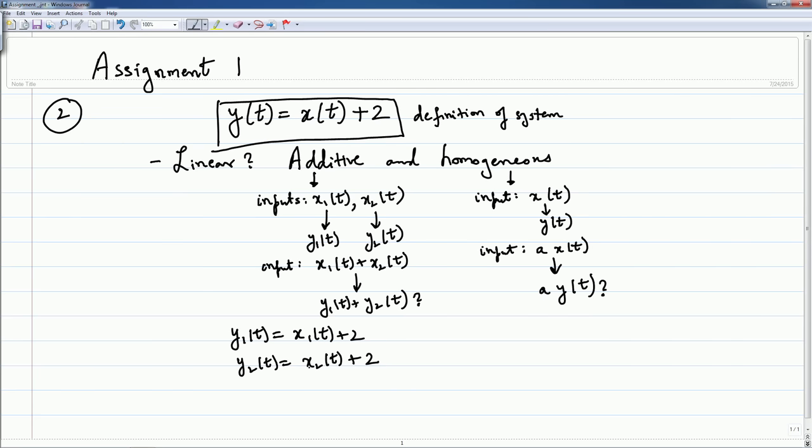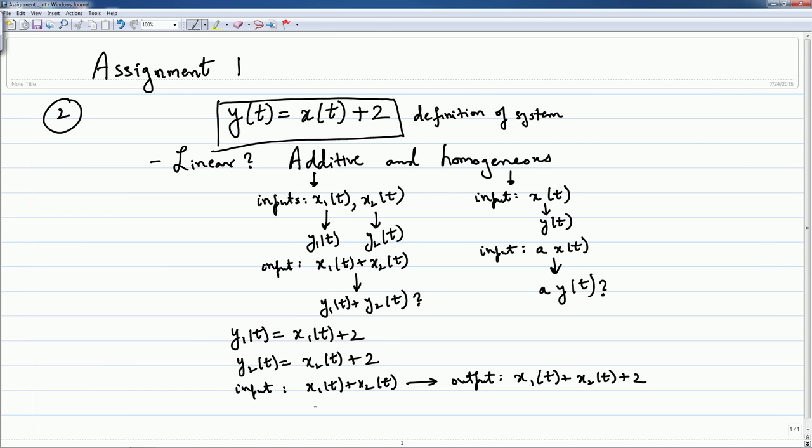Now, if the input is x1 of t plus x2 of t, what is the output going to be? Instead of x of t in the definition of the system, I have to plug in the input that I have, which is x1 of t plus x2 of t. So, the output is going to become x1 of t plus x2 of t plus 2. According to the definition of the system, if x1 of t plus x2 of t is the input, the output you get is x1 of t plus x2 of t plus 2.